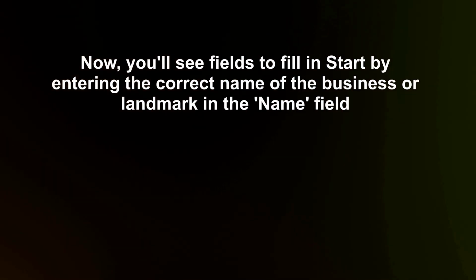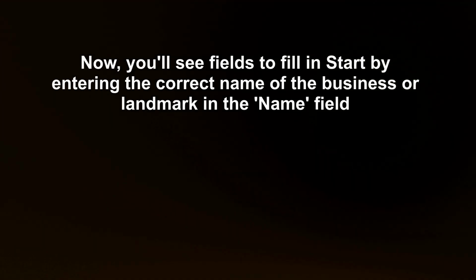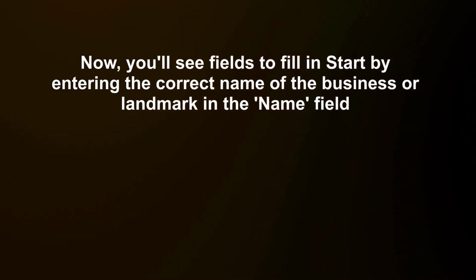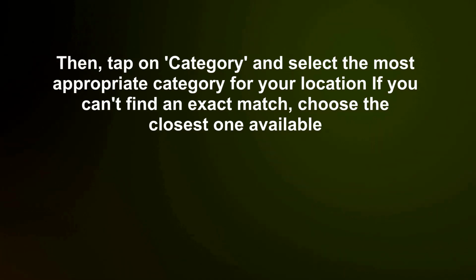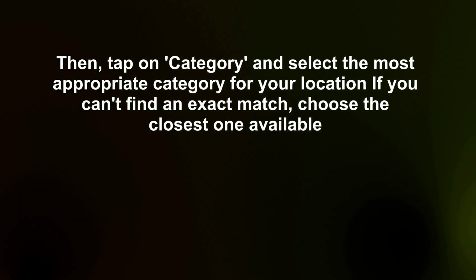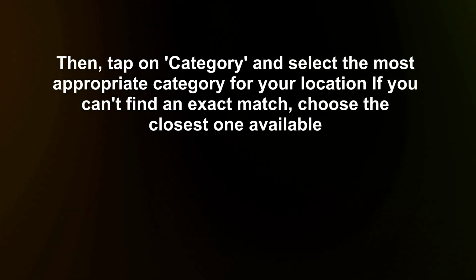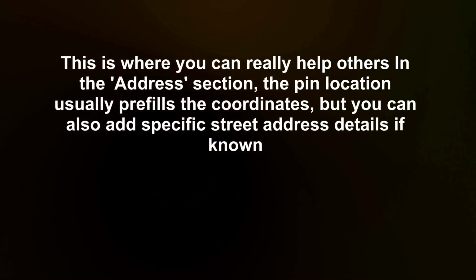Now, you'll see fields to fill in. Start by entering the correct name of the business or landmark in the name field. Then, tap on Category and select the most appropriate category for your location. If you can't find an exact match, choose the closest one available. This is where you can really help others.